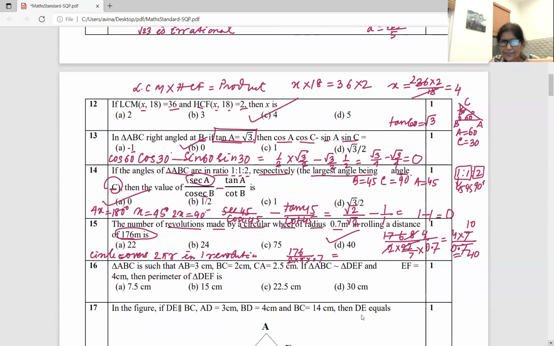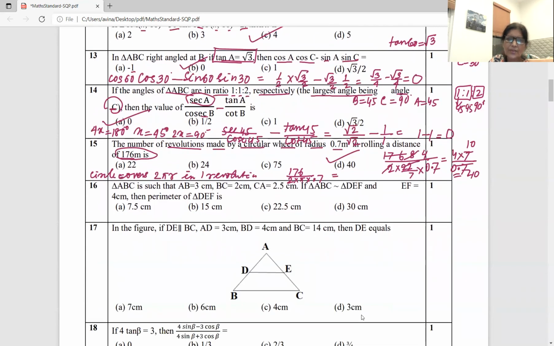Question number 16. ABC is a triangle such that AB is 3 centimeters, BC is 2 centimeters, CA is 2.5 centimeters. ABC and DEF are similar. EF is equal to 4 centimeters. Then, what is the perimeter of DEF? The options are 7.5, 15, 22.5 and 30. So, ABC is similar to DEF. EF is equal to 4.